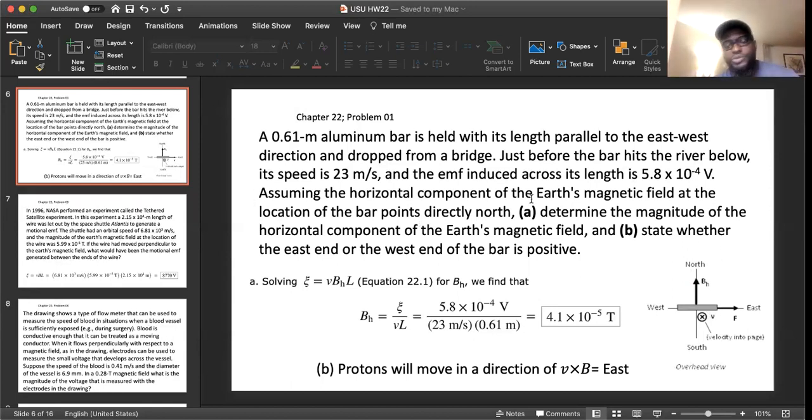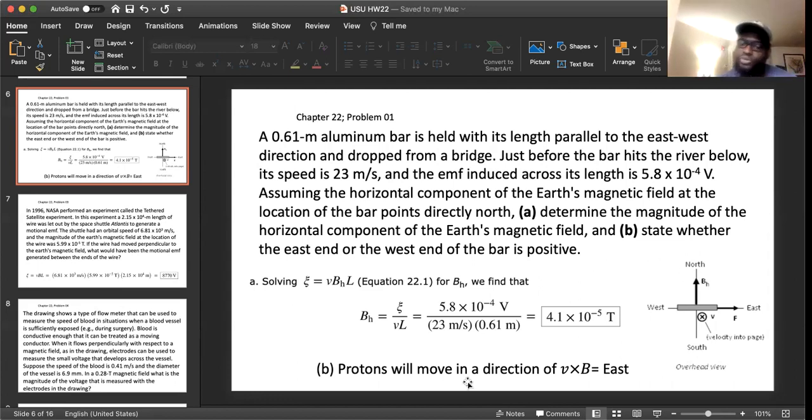It says, assuming the horizontal component of the Earth's magnetic field at the location of the bar points directly north. So this is what we have, the Earth's magnetic field. Determine the magnitude and direction of the horizontal component of the Earth's magnetic field. Is that okay? So we want to find B. Induced EMF is BvL, so B is EMF over vL. EMF is given in volts, the velocity is given, and the length is given. So that's the magnitude.